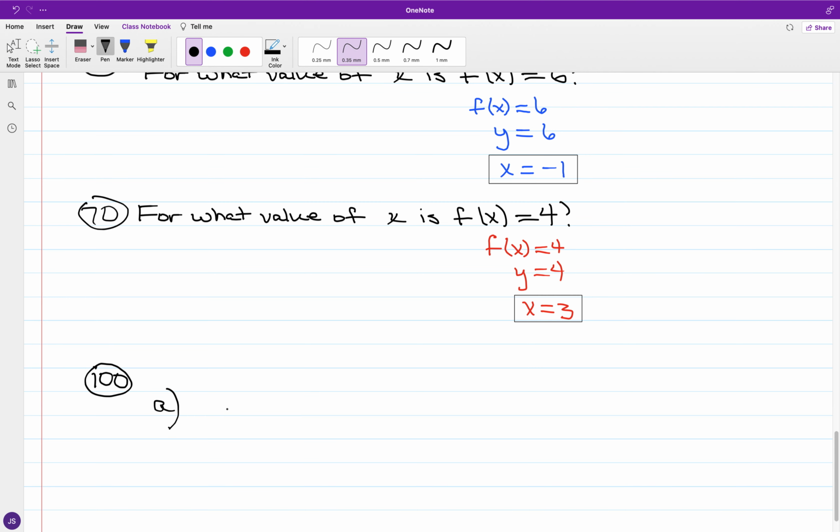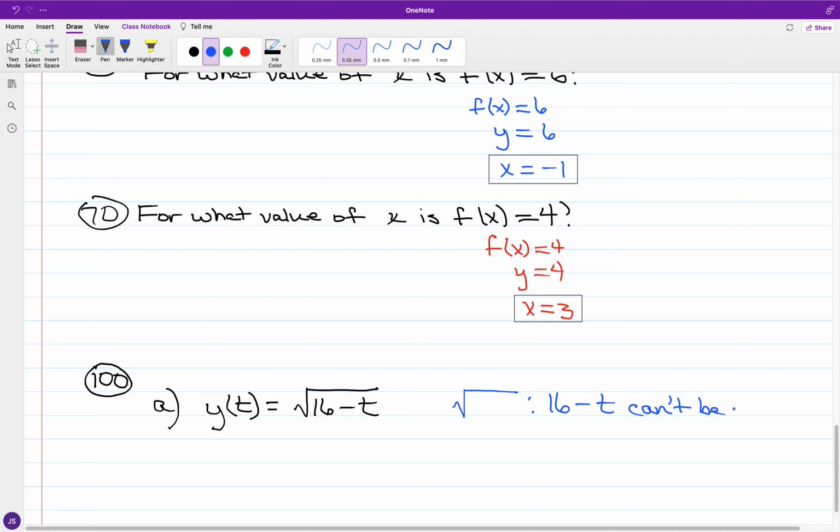Now we're looking at, in part A, where we have y of t is equal to the square root of 16 minus t. And again, we're looking at keeping this function as a real-valued expression. For the square root of 16 minus t, we have an even root radical, and because we have an even root radical, again, you cannot have the square root of a negative. So we had that 16 minus t cannot be negative.